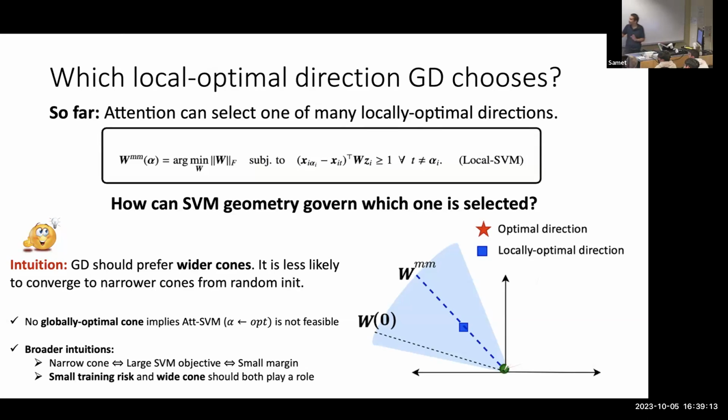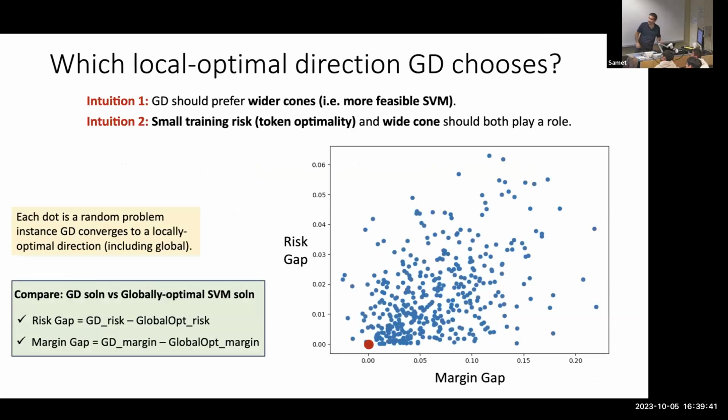In the context of optimization, what we intuitively expect is that we want to achieve small training risk. In other words, we want to choose tokens as optimal as possible to minimize the risk, while also choosing a wide cone. In the extreme, if the cone is gone, I cannot choose the optimal cone. So there's a connection between how feasible the SVM is and how much I minimize the training loss. They are coupled, obviously, but let's try to uncouple them. So this is what you get.